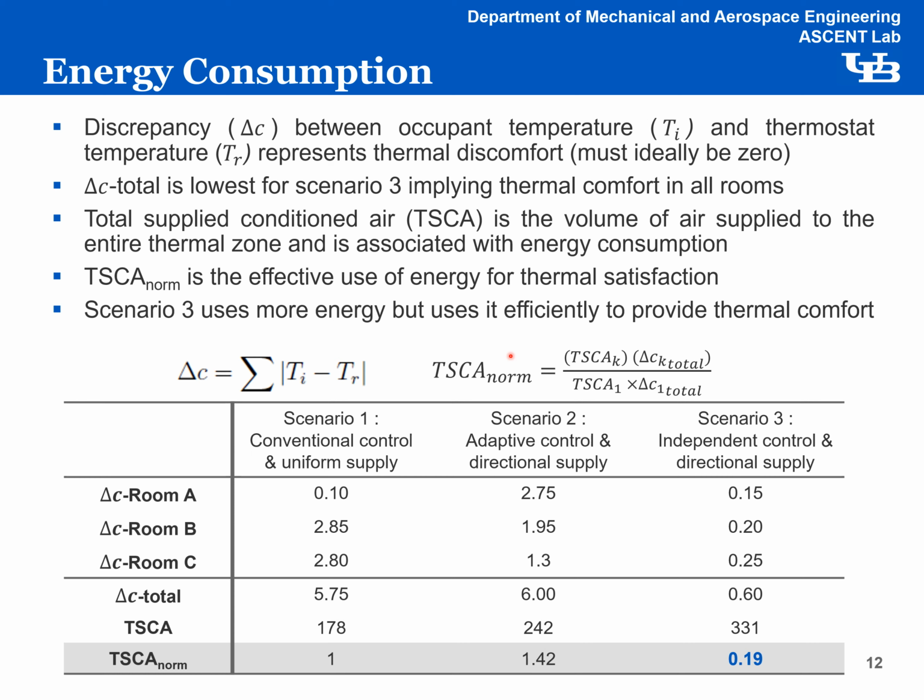The values for scenarios 2 and 3 are reported relative to the conventional scenario and show that TSCA norm is lowest for scenario 3. This implies that using directional diffusers with independent control utilizes the conditioned air from the HVAC system efficiently.